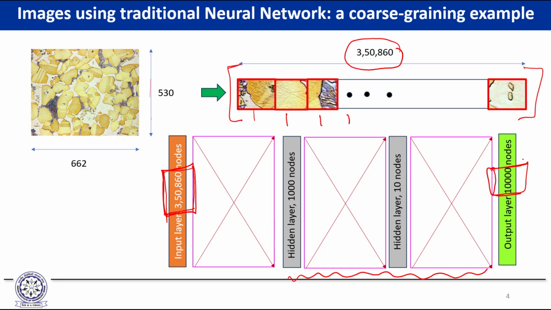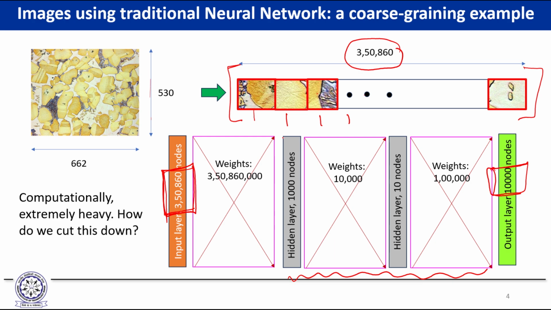When you are doing a neural network type of fitting, you will have weights associated with each of the interlinks between the nodes of one layer and the nodes of the other layer. So there is going to be a good number of weights associated with each of the layers. When you are dealing with a neural network with so many different weights, it is going to become extremely heavy from a computational perspective. And so the main challenge in microstructural informatics is how do we cut down?